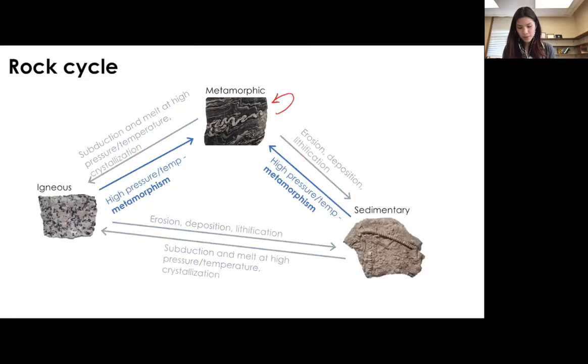So today we're going to focus on this corner of the rock cycle and sedimentary rocks. And throughout the week, we will touch on each of these rock types and then kind of bring them together to look at geologic time at the end of the week.